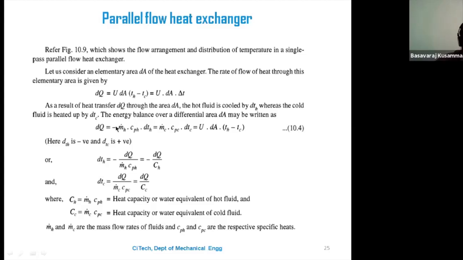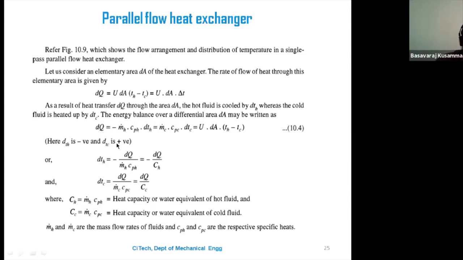Why have we taken the minus sign here? We are taking the minus sign because heat is lost from the hot fluid. Heat will be given up by the hot fluid. Understand? That's why we are taking the negative sign here. That's why dQ is equal to minus mH into CpH into dTH.